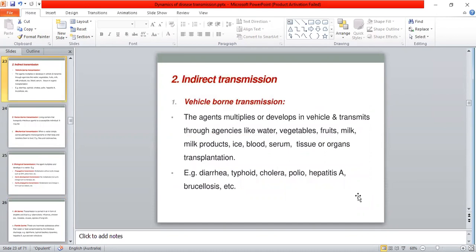Indirect transmission, vehicle-borne transmission. The agent multiplies or develops in the vehicle and transmits through agencies like water, vegetables, fruits, milk products, ice, blood, serum, tissues, or organ transplantation. For example, diarrhea, typhoid, cholera, polio, hepatitis A, and brucellosis.